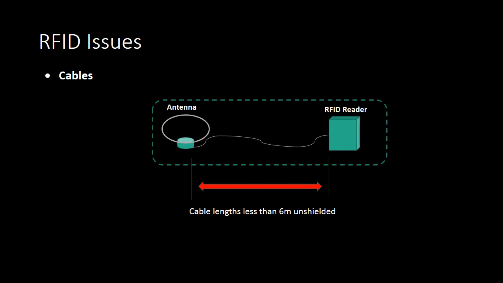Cables. Any distance over 6 meters will need to use shielded cable to avoid interference. The amount of connections and ports used should be minimized to avoid any loss of signal. Testing various combinations of tags, readers, and antennas in advance can minimize problems later, as every application has different challenges.